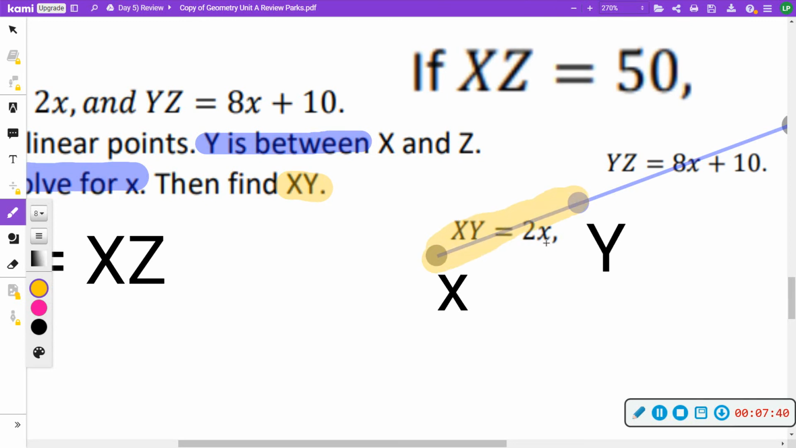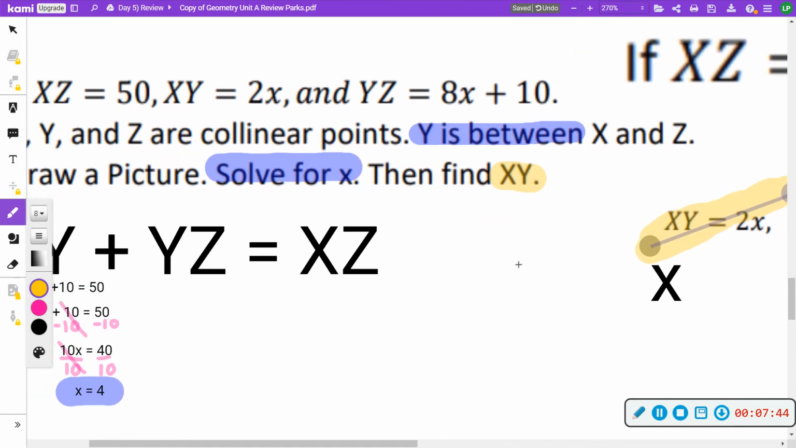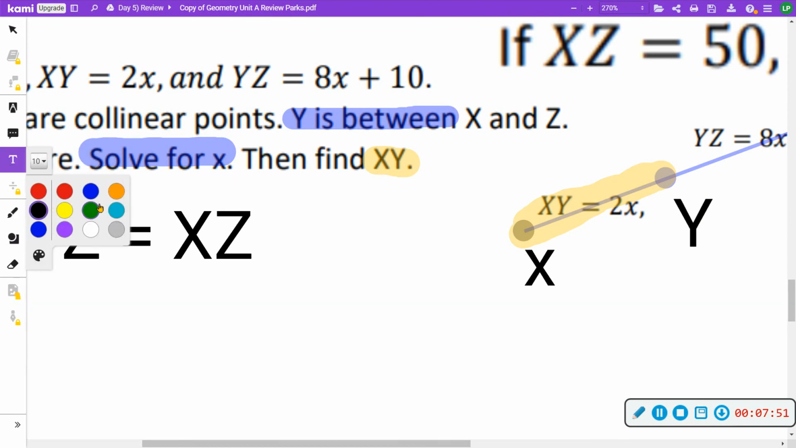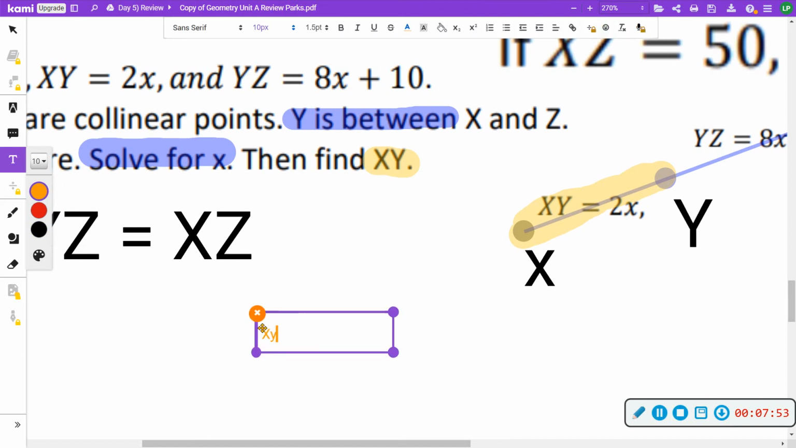Look, we have an equation for that. It says if you take 2 times x, that equals XY. Well, what is x? x is 4. What's 2 times 4? That's 8. So I also need to say that XY equals 8 because 2 times 4 is 8.